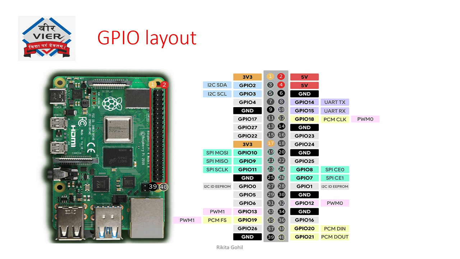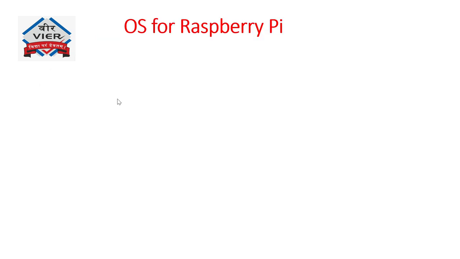Now the GPIO layout of the Raspberry Pi. So this is the GPIO pin of the Raspberry Pi. There are 40 GPIO pins, general purpose input and output, numbered 1, 2, 3, 4 up to 40. These four are USB ports. This is the Ethernet or LAN port. This one is the display interface of the Raspberry Pi.